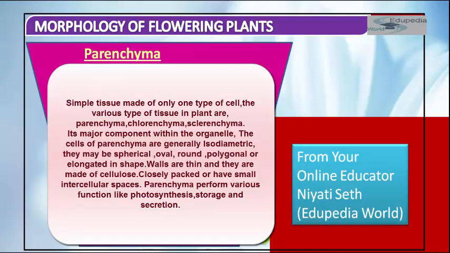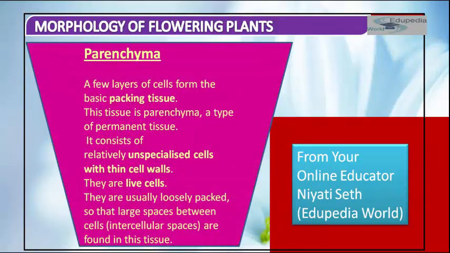Their walls are thin and made up of cellulose. They may either be closely packed or have small intercellular spaces. The parenchyma performs various functions like photosynthesis, storage and secretion. So, I hope it is understood that it is a few layers of cells that form a basic packing tissue, and that is parenchyma. This tissue is a type of permanent simple tissue. It consists of relatively unspecialized cells with thin cell walls. They are live cells. They are usually loosely packed, so large spaces between cells are found in this tissue.